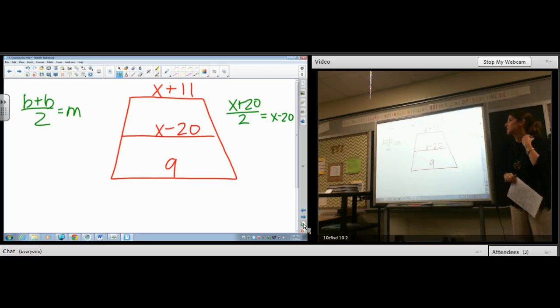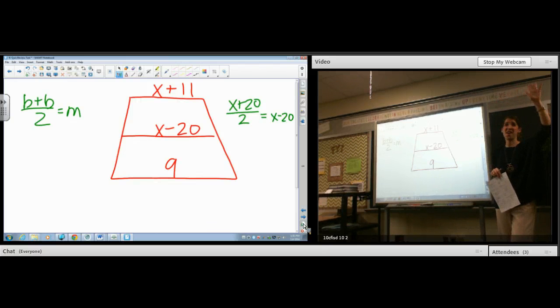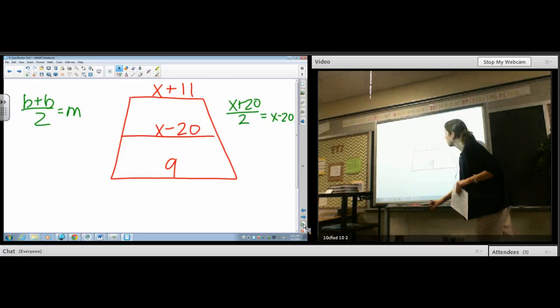Now, 20 is divisible by 2, that's wonderful. But x is not divisible by 2, and who loves working with fractions as coefficients? So I'm not going to divide x plus 20 by 2. I need to get rid of that 2. What's the opposite of divide by 2? Multiply by 2.